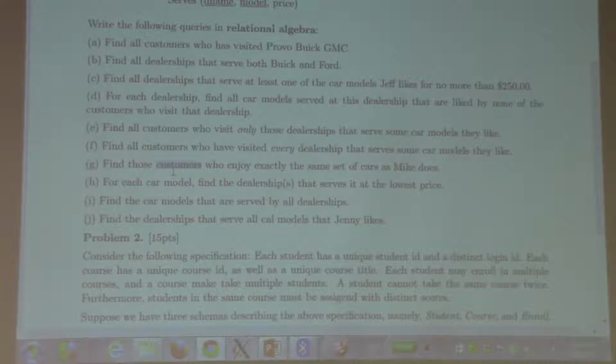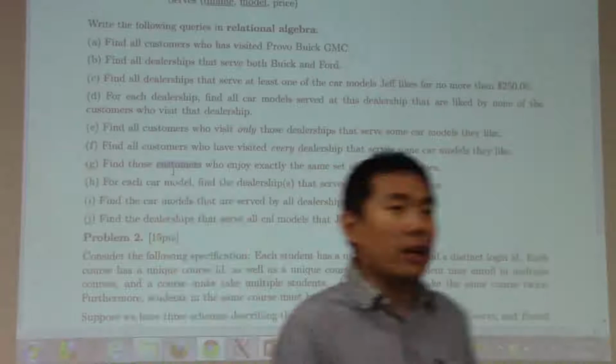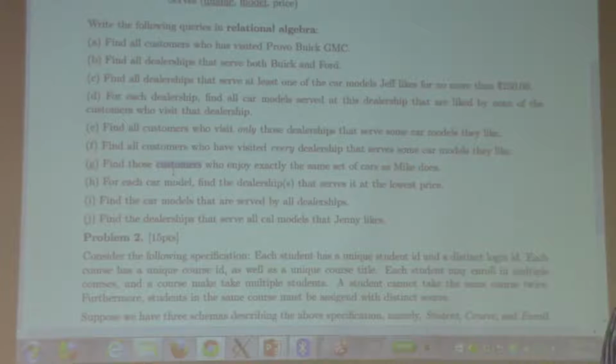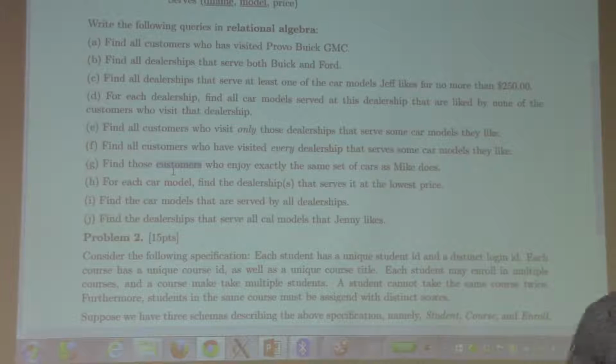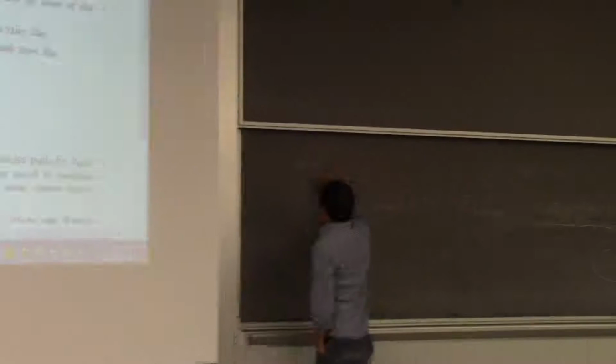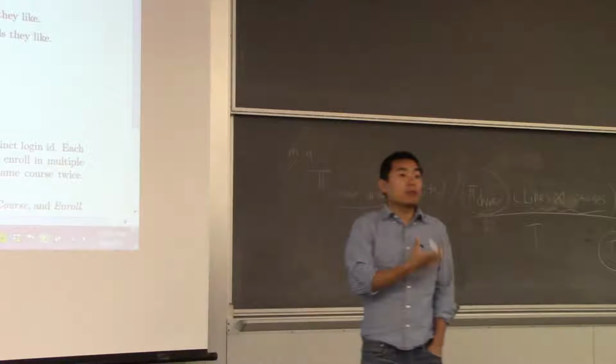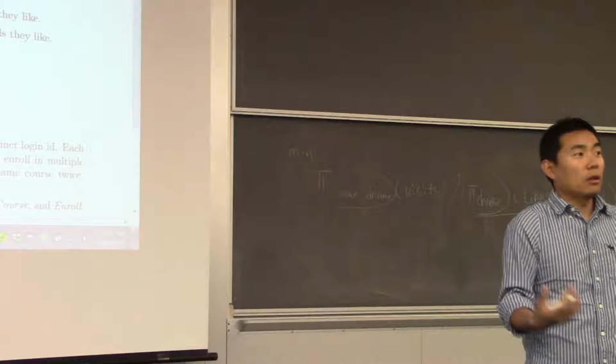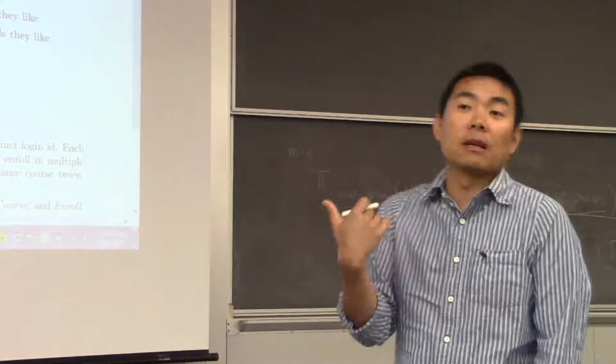Okay. All right, now let's continue to H. For each car model, find the dealers that serve that particular car model at the lowest price. This is a challenging problem to solve in relational algebra, fundamentally because we do not have an aggregation operator in relational algebra, meaning that we do not have things like mean price. You cannot find the minimal price for a particular car model. If that's available to you, then this problem is not that hard.